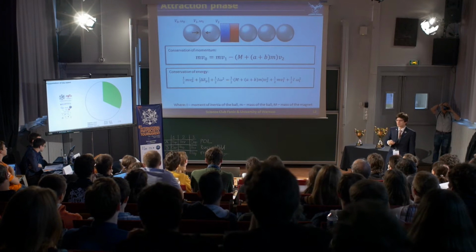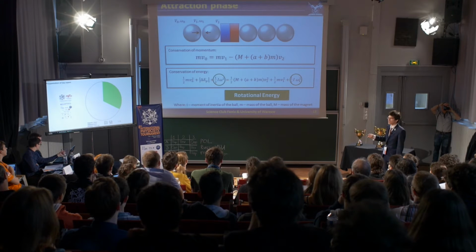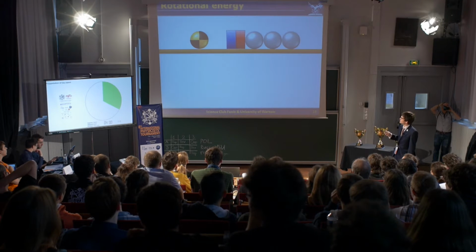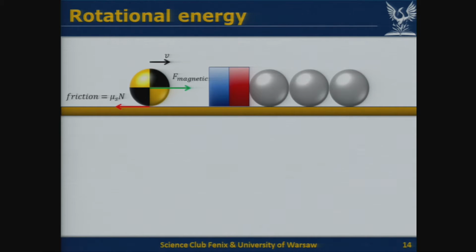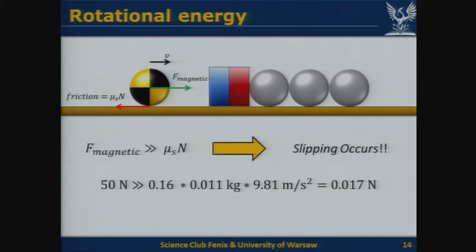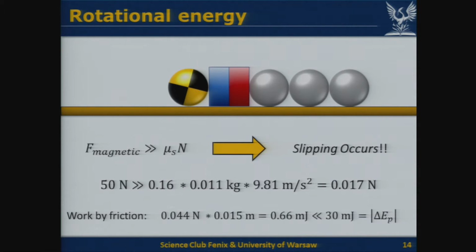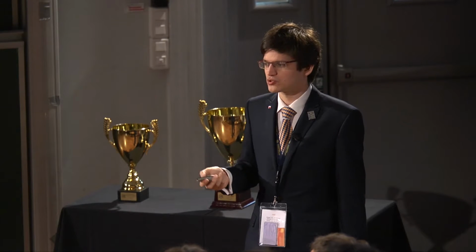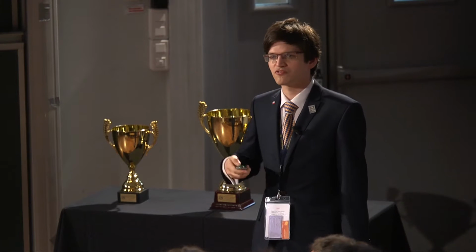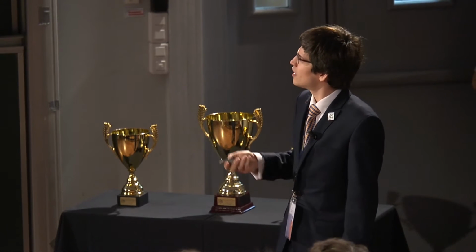However, there's one more term that we should discuss further. This is rotational energy. If you look at this system, there are forces acting on a ball. This is the magnetic force and the friction force. However, if we calculate the orders of magnitude of those forces, we can find that the magnetic force is much greater than the friction force, and therefore we think it can be neglected. Moreover, the work done by this force is very, very small, and we choose not to include this in the theoretical model in order to make it simple.